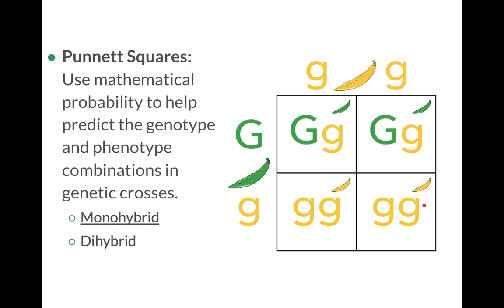So now we're going to get into some Punnett squares, which you may have done before. However, if you have not, that's perfectly fine. We're going to do some practice. Punnett squares use mathematical probability to help predict the genotype and phenotype combinations in genetic crosses. So today's lesson, we look at monohybrid crosses.